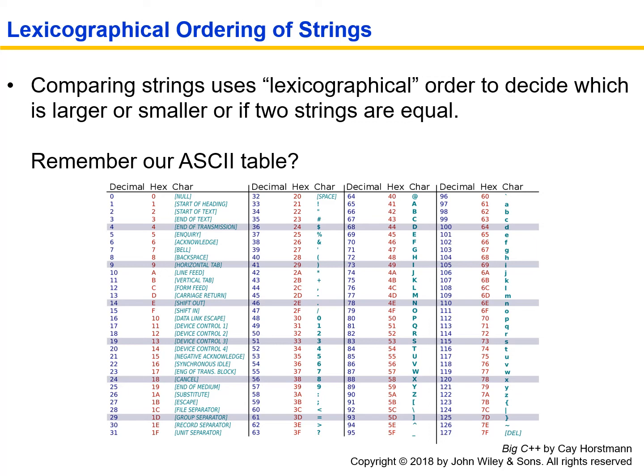Okay, remember our ASCII table? You'll note that numbers have smaller values than letters. Capital letters have smaller values than lowercase letters. But within each of those domains, the numbers have increasing value as the number increases. The letters have increasing value as you go through the alphabet.